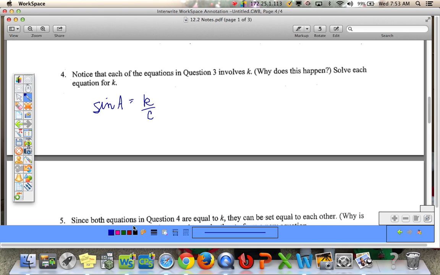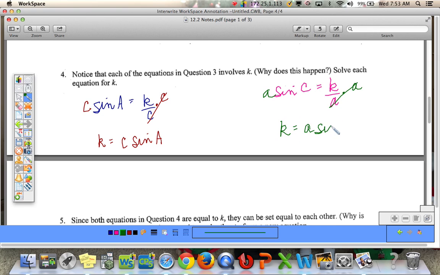Get rid of the divided by C. How do you do that? You multiply each side by C. And this cancels. So we have K equals C sine of A. Let's do the other equation. The other equation was sine of C equals K over A. And again, how do you get K by itself? Multiply each side by A. This cancels. And we get K equals A sine of C.